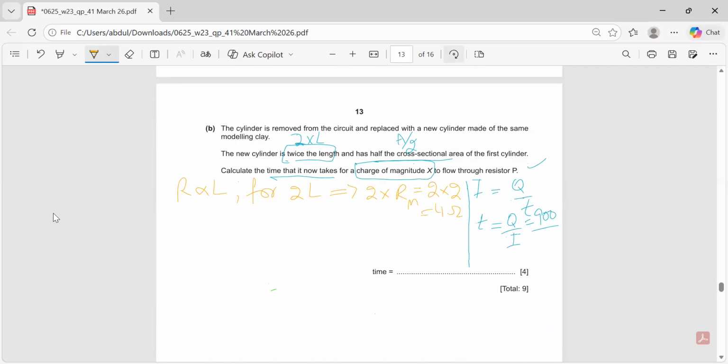Okay. Then resistance is inversely proportional to area of cross section. So for half the area, this implies that the resistance of the modeling clay will be again doubled. So it means 4 times 2, which is equal to 8 ohms. Now, dear friends, because of the changes in dimensions, meaning length and area of cross section, the resistance of the modeling clay is increased from 2 ohms to 8 ohms.